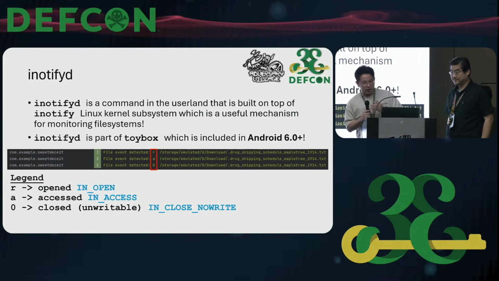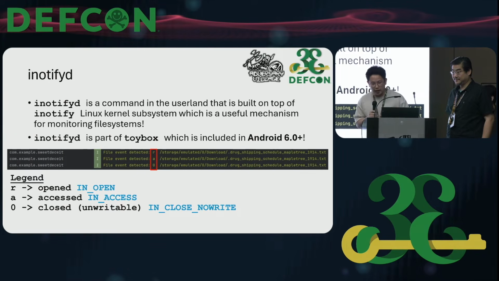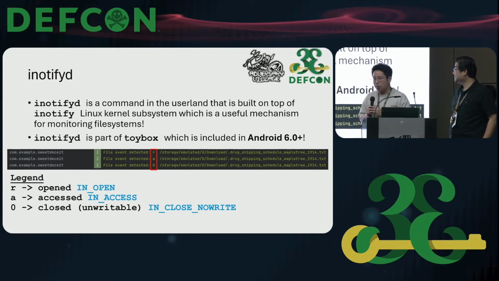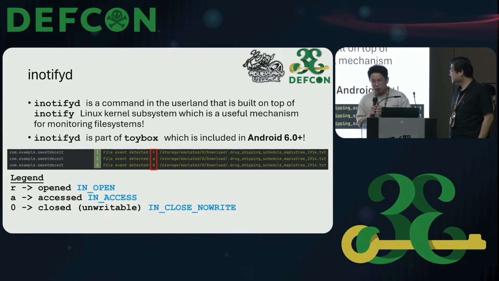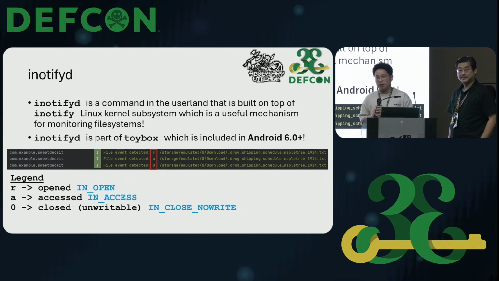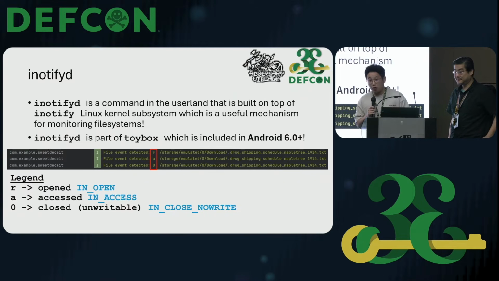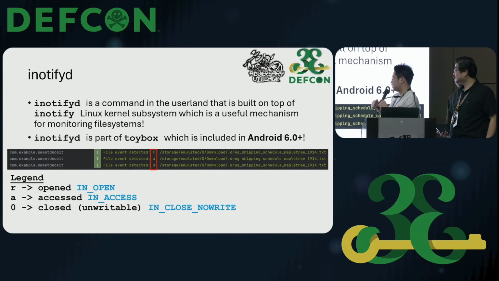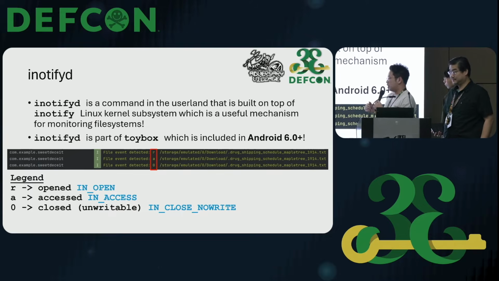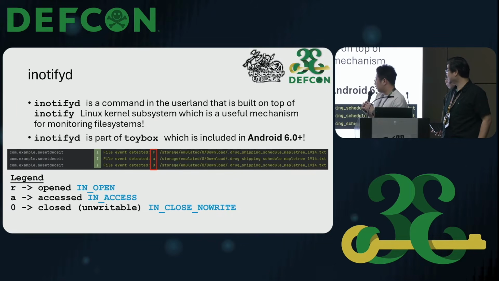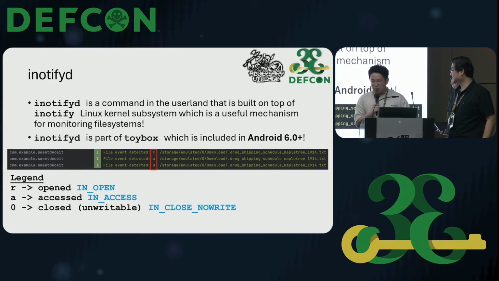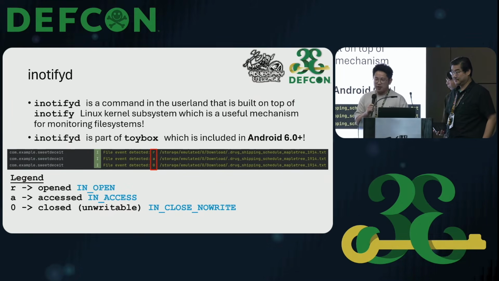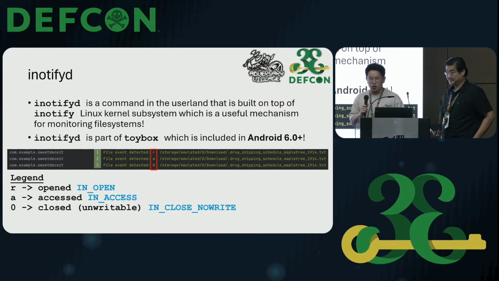So what is iNotify-D? iNotify-D is actually a command in userland that is built on top of the inotify Linux kernel subsystem. This is a useful mechanism for monitoring the file system, more specifically file system events such as file creation, file modification, and more importantly, file read. iNotify-D is actually part of Toybox, which is included in Android 6 and above. You can see a screenshot here of some file events we have printed out for a simple cat command on a text file. You can see R, A, and 0. R means this file is being opened, A means it's being accessed, and 0 means it's closed without any writes on it.